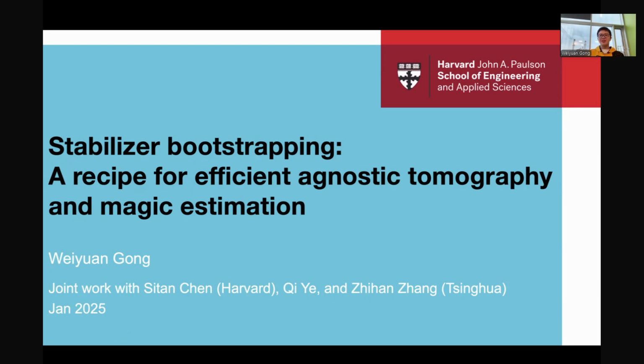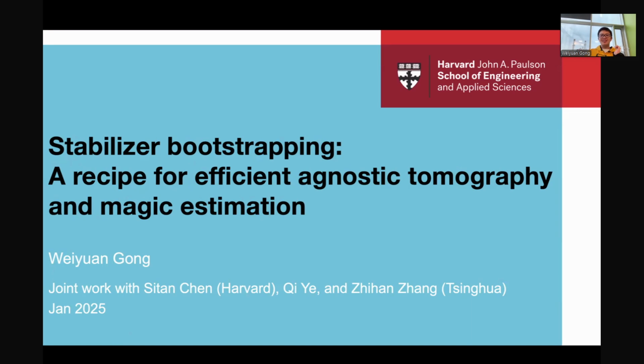That's how we named this paper, because we can use it as a general recipe for all these agnostic tomography and magic estimation tasks. This is joint work with Sitan Chen at Harvard and Xian Zhihan from Tsinghua University.